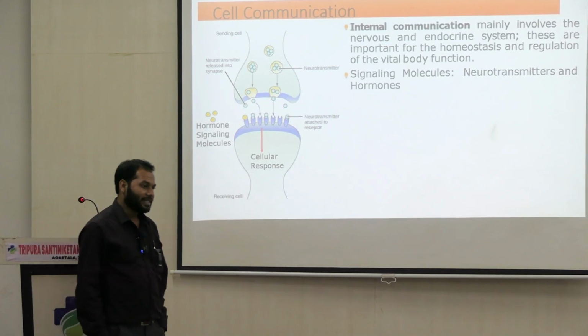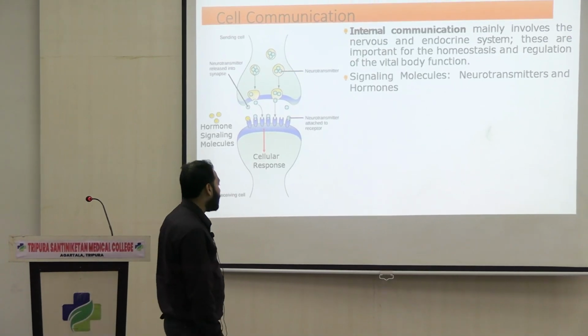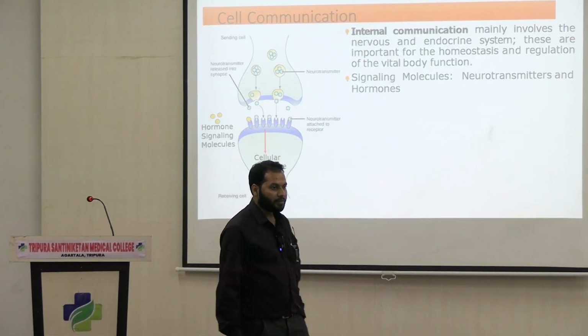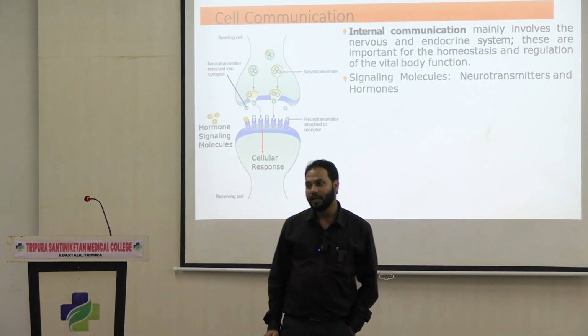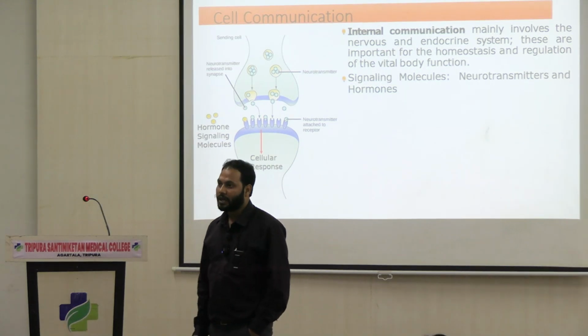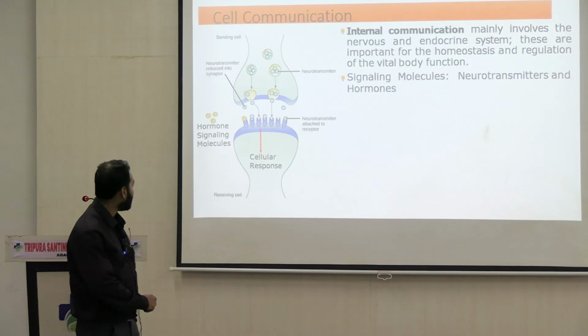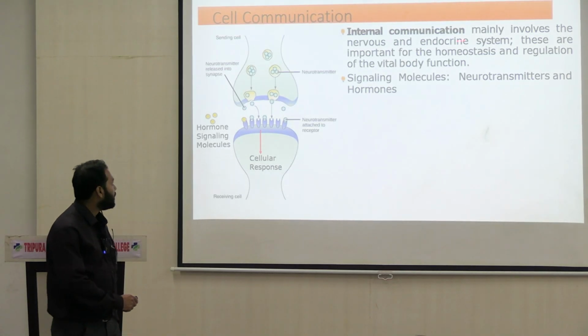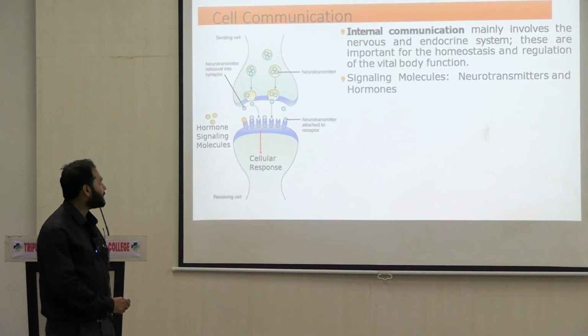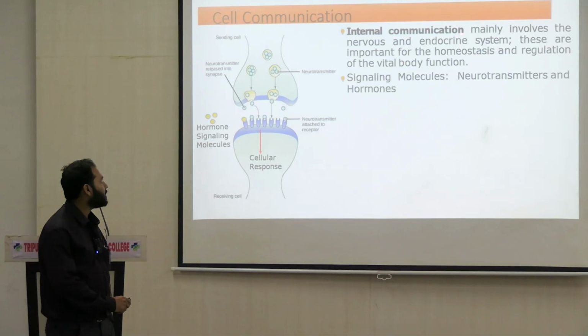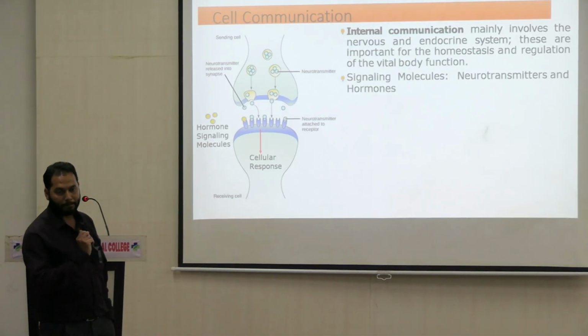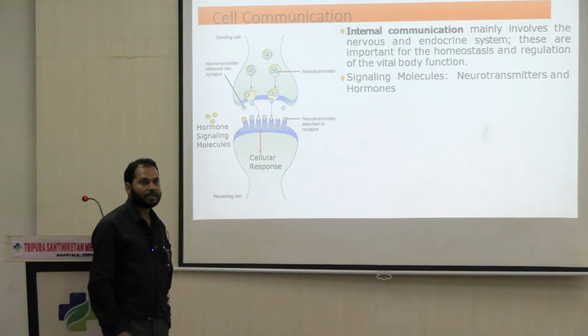So the signaling types, or biological communications, are mainly of two types: internal communications and external communications. You can see here the most important feature is that it mainly involves the nervous and endocrine systems, two different types of signaling molecules.